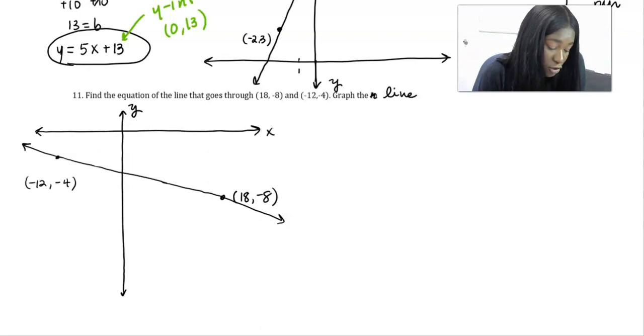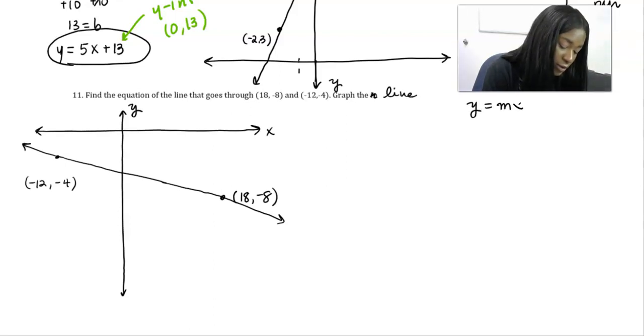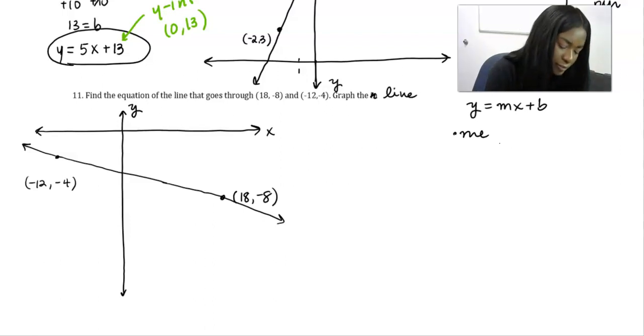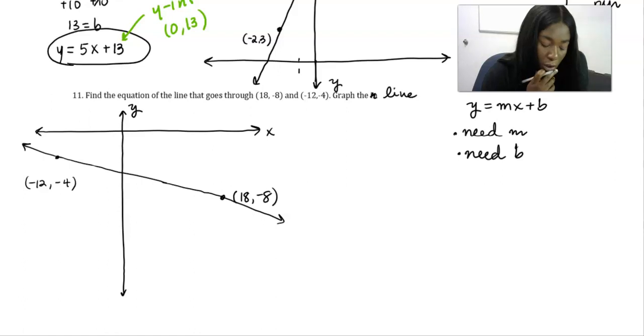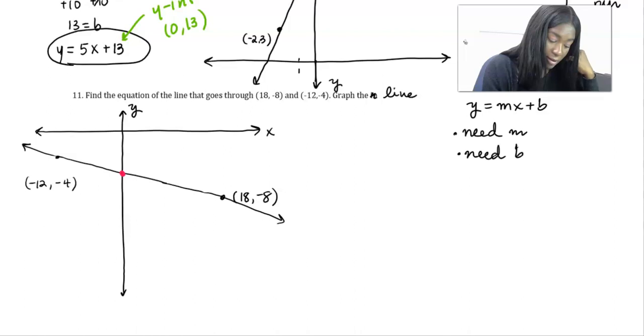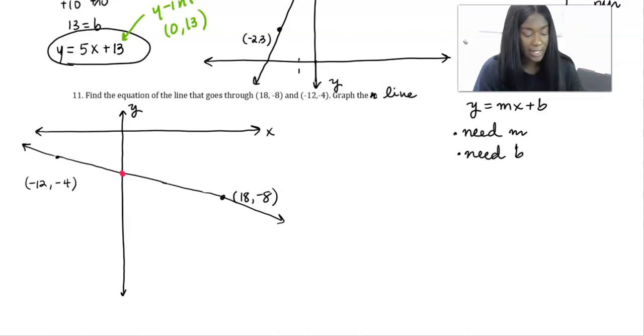So a couple things we can tell from just looking at the graph of that line. We're writing the equation in slope-intercept form, so we need to find m, and we also need b. I know that m is negative, right? Because I can look at the line and see that the slope of that line is negative. And I also know that b should be negative because I can see right here that the y-intercept of that line is negative, right? That line is hitting the y-axis under the x-axis.